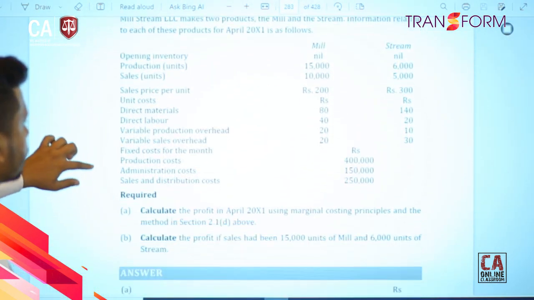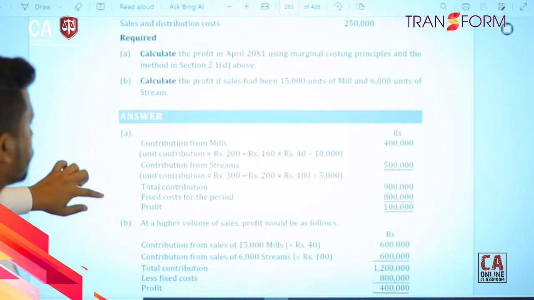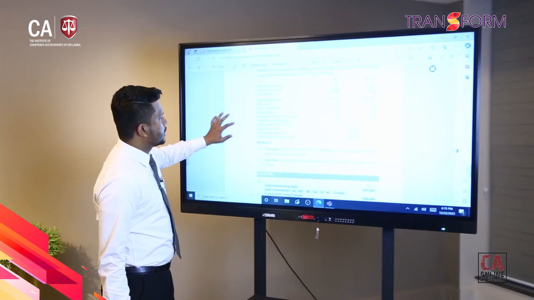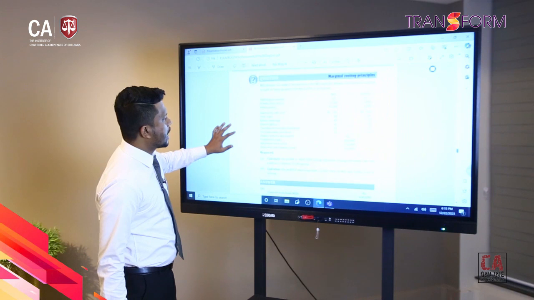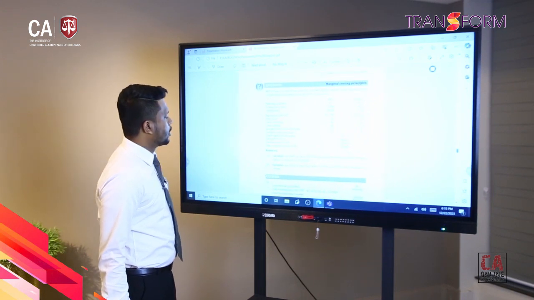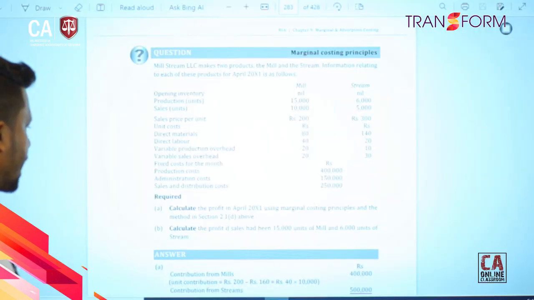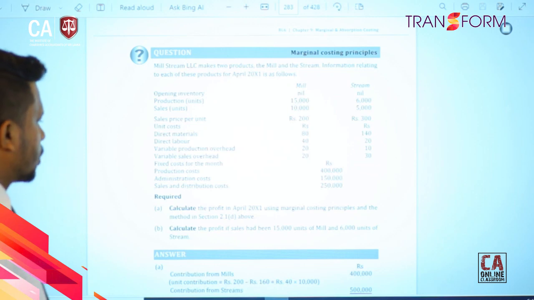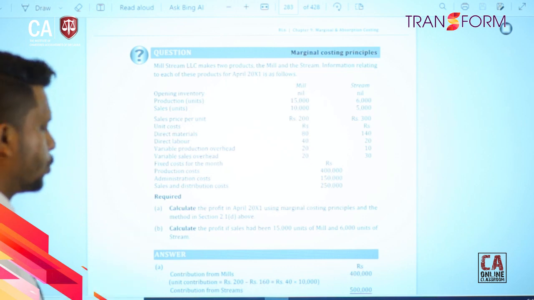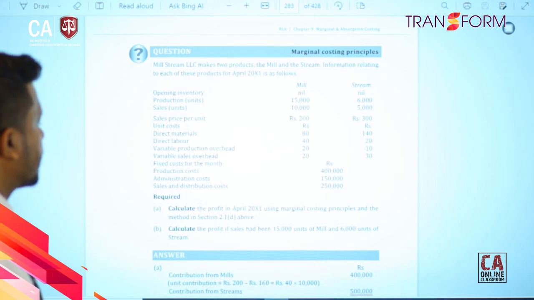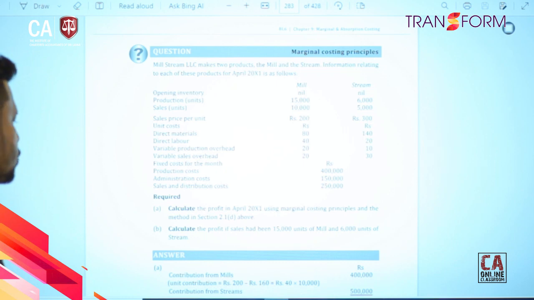With that understanding, yes, you can do this calculation, and please take a few minutes to read this and calculate the requirement given here. Calculate the profit in April 2021 using marginal costing principle and the method in section 2.1. What you need to do is, first calculate the contribution per unit and deduct the fixed cost. Calculate the profit if the sales had been 15,000 units for mill and 16,000 units of steam.